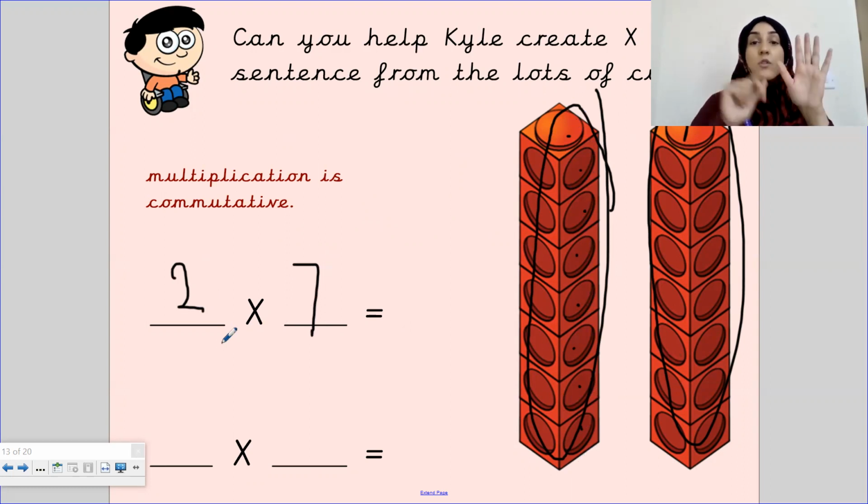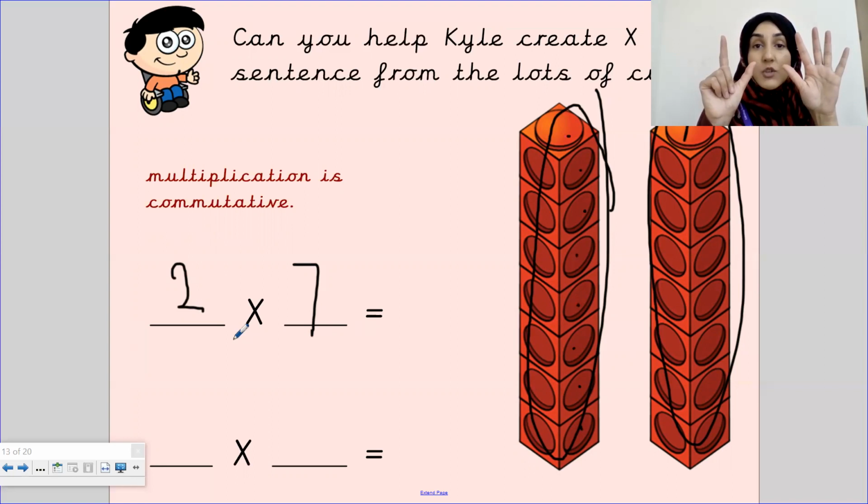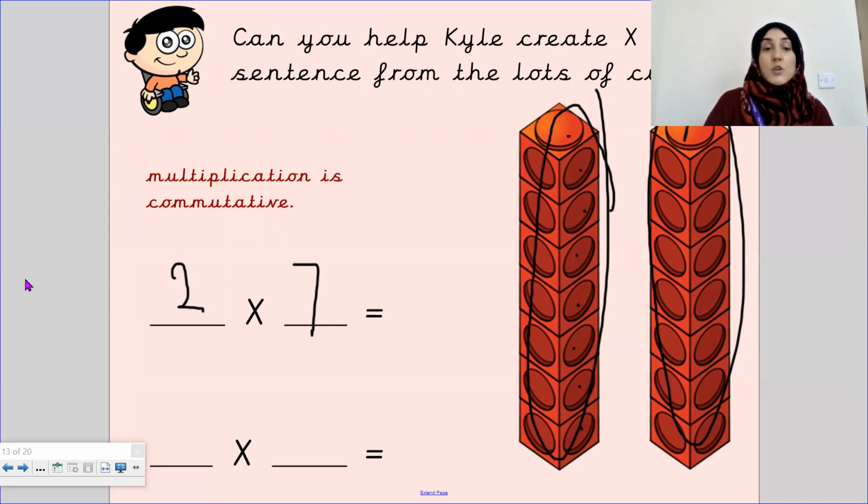So if you hold up 2 fingers, now if you're not sure of your 7 times table, you can hold up 7 fingers and then still count in your 2s. Remember, multiplication is commutative, so it will still give you the same answer. So let's count in our 2s. 2, 4, 6, 8, 10, 12, 14. Fantastic. So 2 multiplied by 7 equals 14.